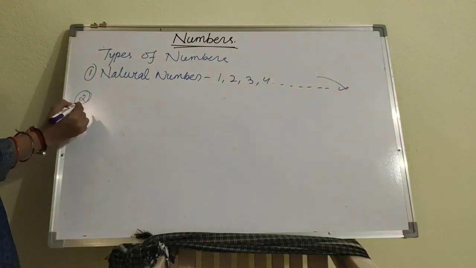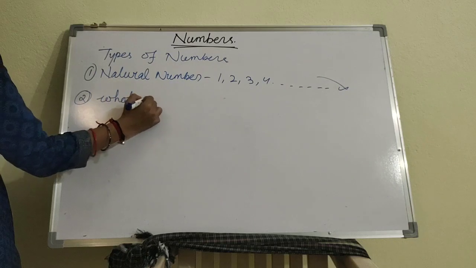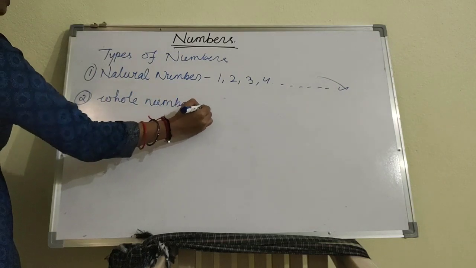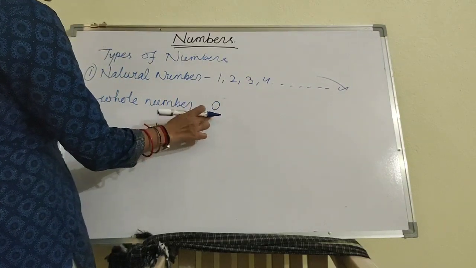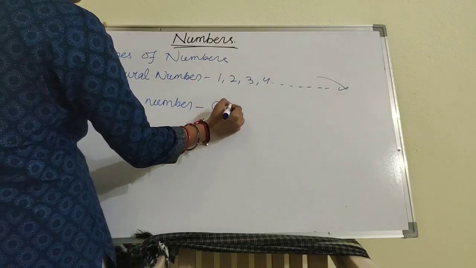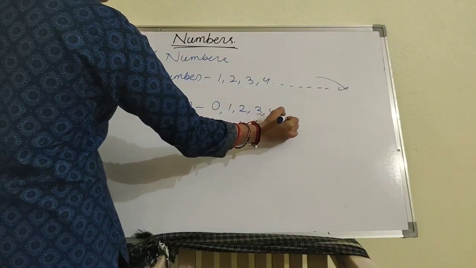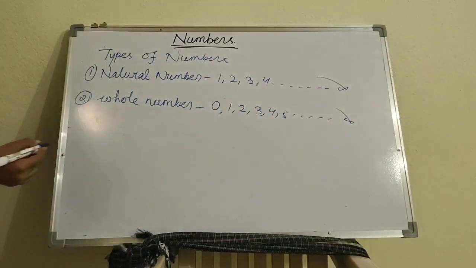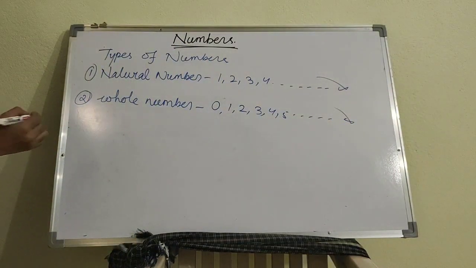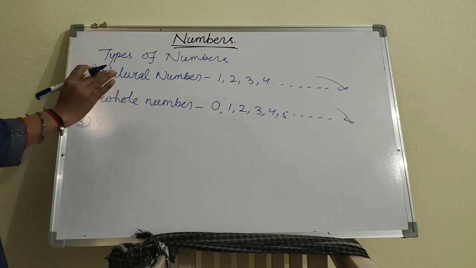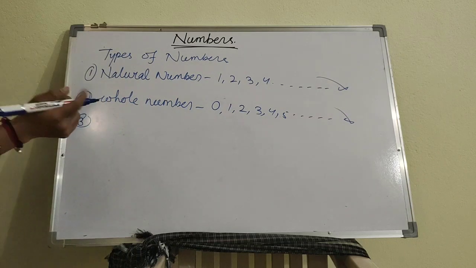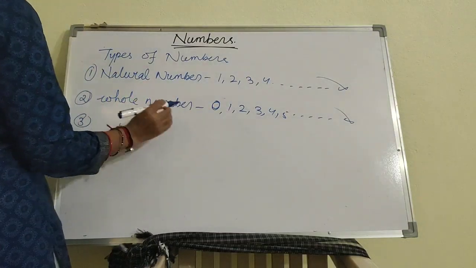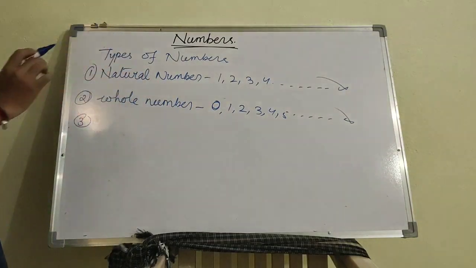Next is your whole number. Whole numbers start from 0. So 0 is a whole number, but it's not a natural number. So 0, 1, 2, 3, 4, 5 up to infinity. Next is your integers, but before that, please be clear what a natural number is and what a whole number is. Natural numbers always start from 1 and whole numbers always start from 0. So 0 is a whole number, but 0 is not a natural number.